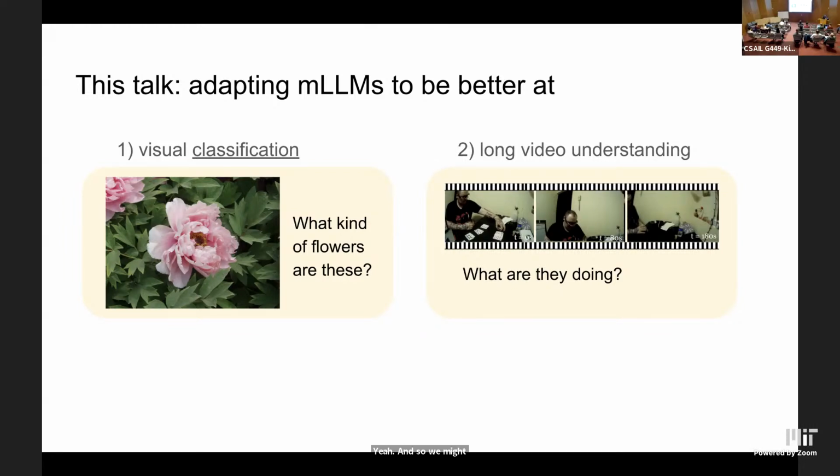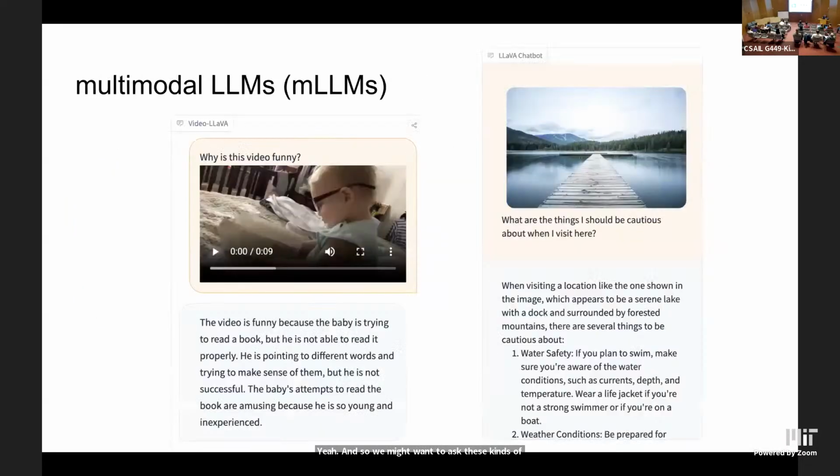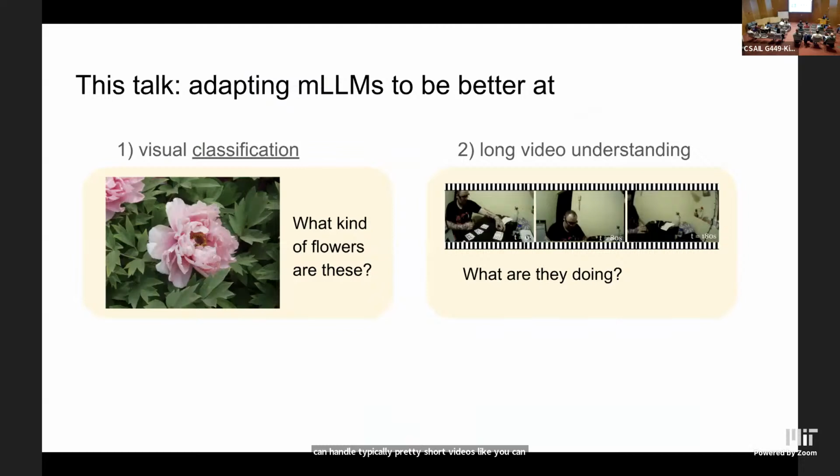On the right, we have long video understanding, where, as opposed to what I've shown you before, this is the state of the art in video LLMs. They can typically handle only pretty short videos. You can see this one is 9 seconds long, so maybe 10 or 15 seconds. Here, what we want to do is see if LLMs can help us understand much longer videos. And by long videos, I really mean 2, 3, 4 minutes, maybe up to 10 minutes. That is long compared to what exists out there.